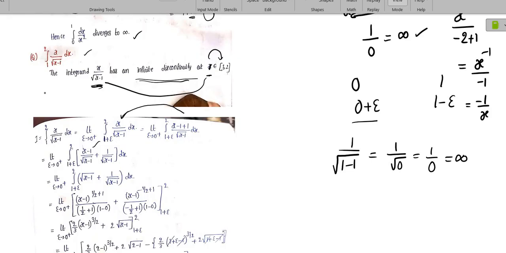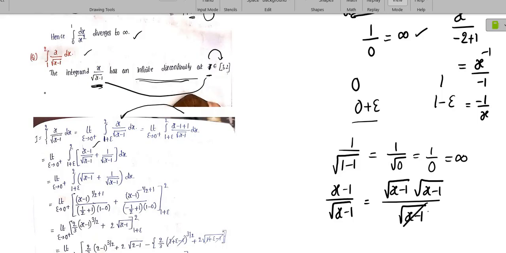So observe here I have the term x minus 1 by root of x minus 1. This numerator can be written as root of x minus 1 into root of x minus 1. One root of x minus 1 cancels with the denominator. Then I am getting root of x minus 1. The second term is as it is. Now I am going to integrate this term and this term.